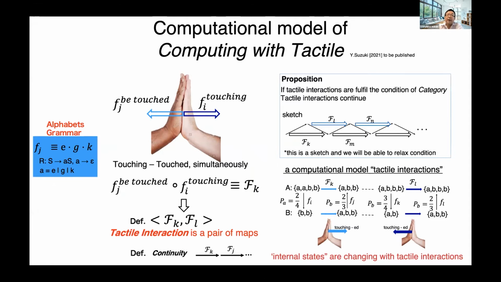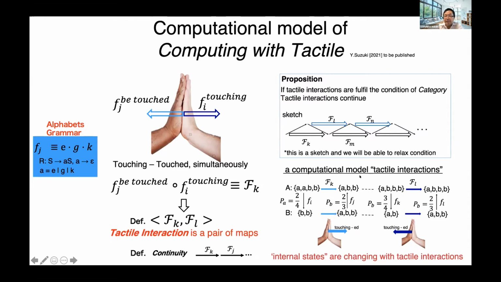And one of the most important things in tactile interaction is that it is not indirect, not one way. Touching is touched. So tactile interaction should be a pair of interactions like this: touching and touched. So tactile communication is based on the pair of interaction.